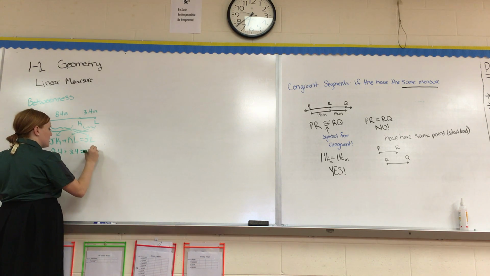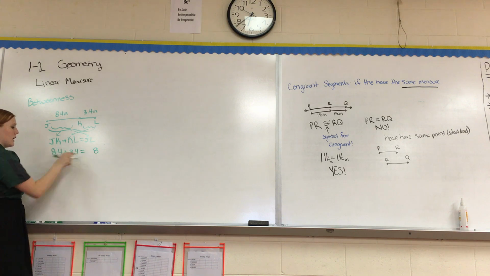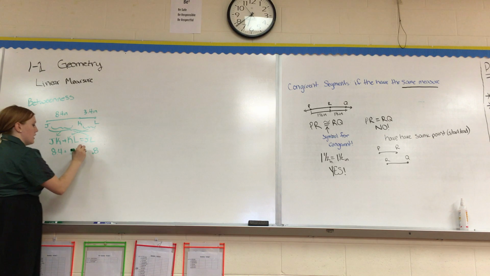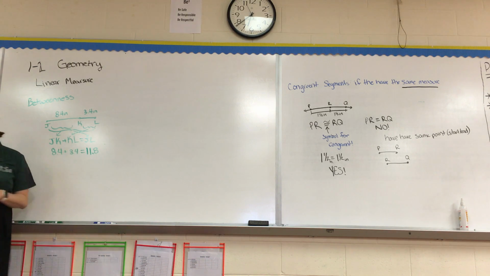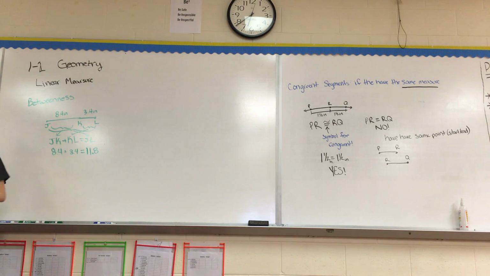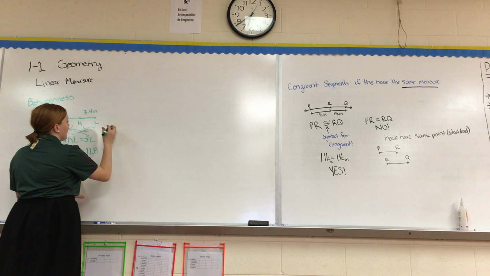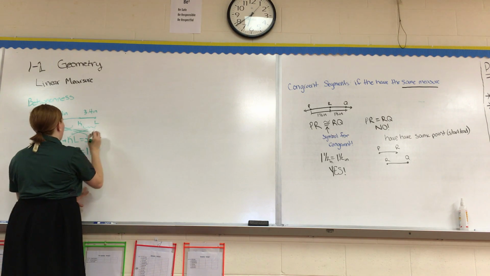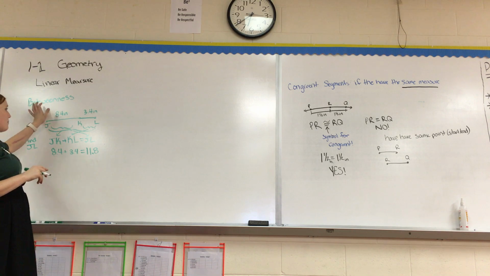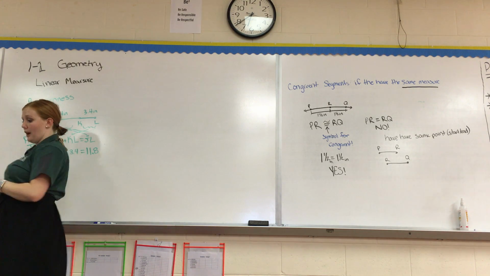So what do we do? What do we get if we add these together? 4 plus 4 is 8. We put our decimal there. 8 plus 3 is 11. So it is 11.8. Okay? So in this case, all we were trying to find was JL. You do that by the betweenness theorem, okay?